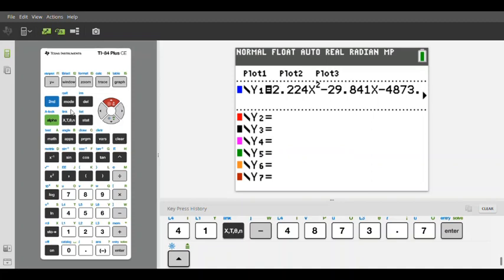Alright, so what I did was took that equation I had circled in blue and I put it in for y1. So go ahead and do that if you haven't. And I'll show you a secondary method of doing this as well, if you'd like a secondary method after we do this primary method. So I've already put this in here. Okay, so once I've done that, I can go to zoom standard.